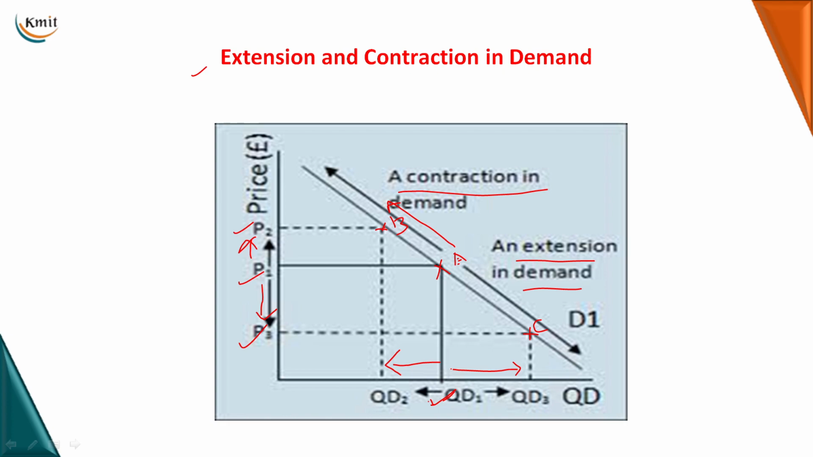Right? So the basic condition that is applicable for extension and contraction of the demand is price as the varying factor and other determinants are constant.